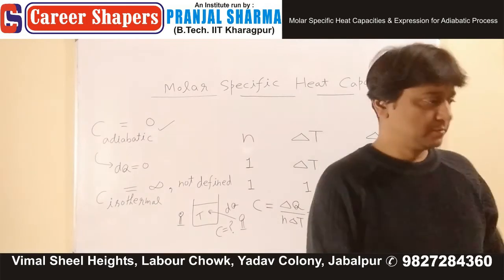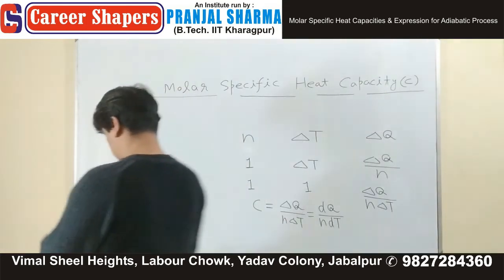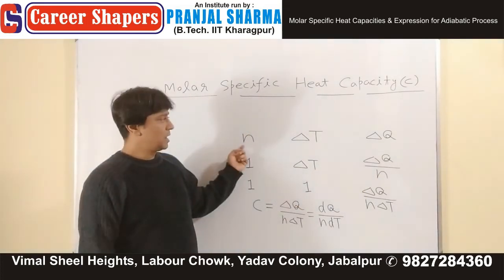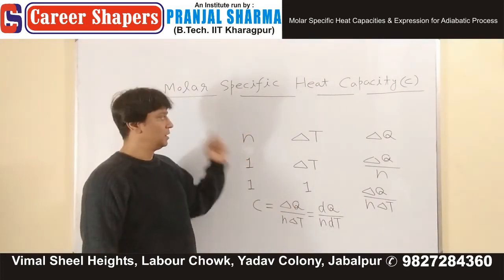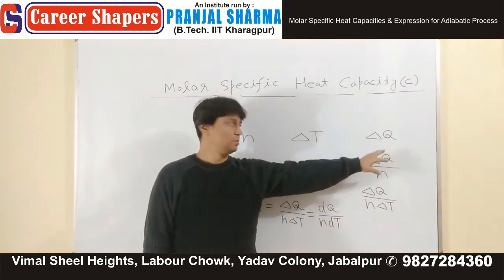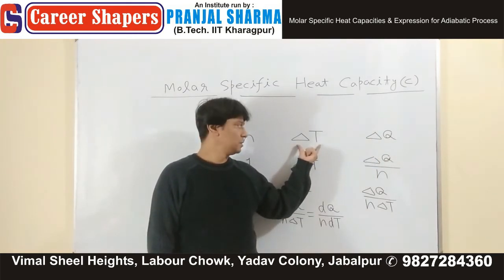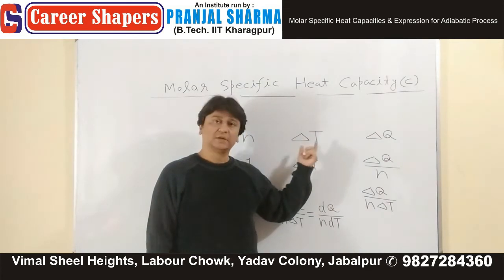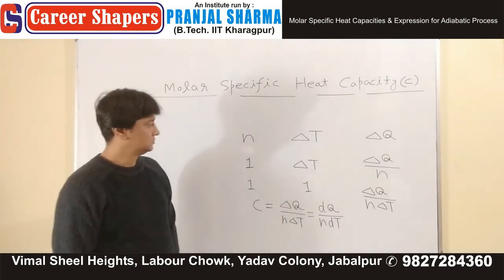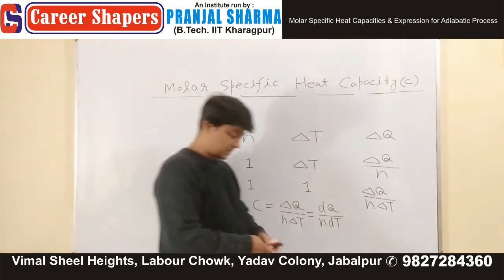Note down this. With the first line, if you wish, you can write that n moles of a gas are supplied delta Q heat and temperature increases by delta T. This is the first line. And then things are easy.